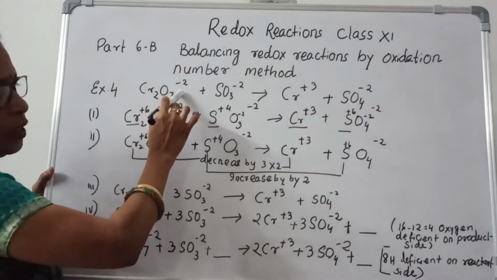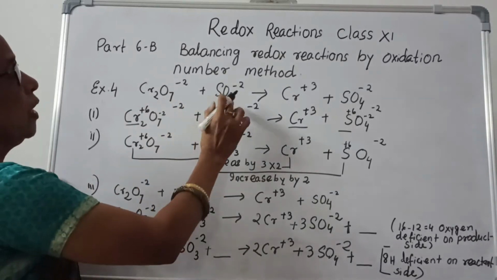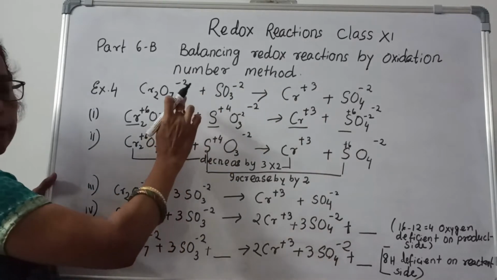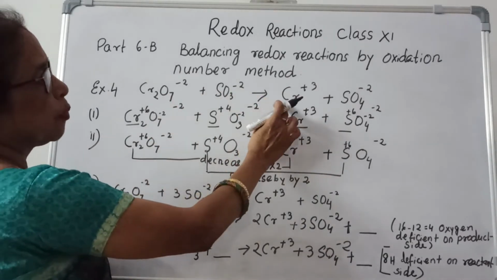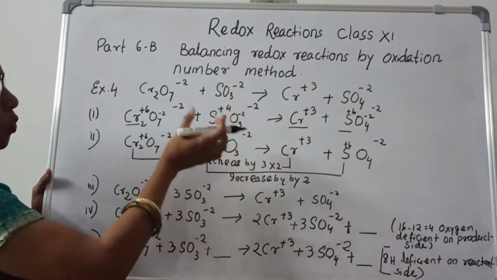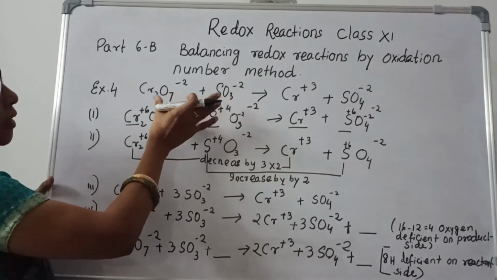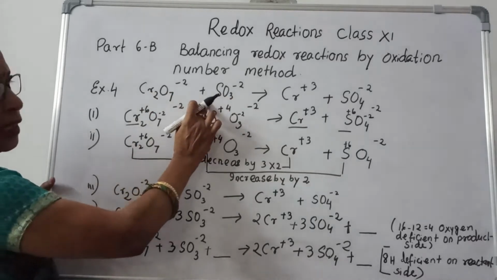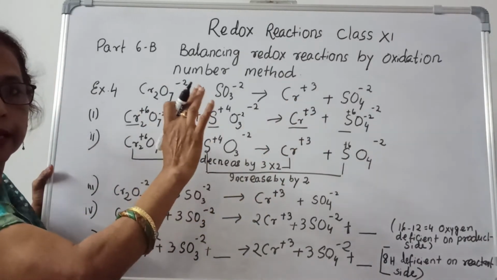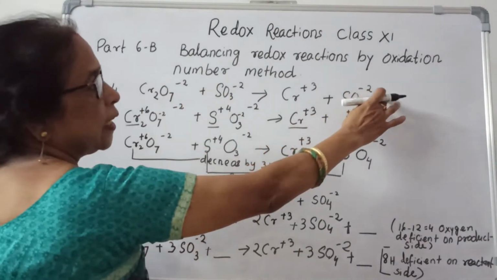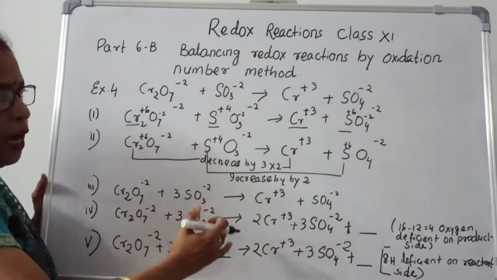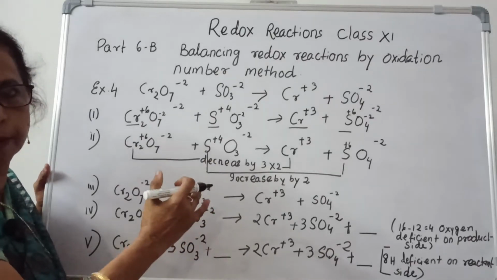Cr2O7 whose charge is -2 and SO3 sulfite, whose charge is -2, and when both combine they give the products Cr plus 3 and SO4 minus 2. That means on the reactant side 2 reactants are there, on the product side 2 products are there, but all are in ionic form, and nothing about acidic or basic medium is mentioned. Then we will proceed to see how to make balance by the oxidation number method.